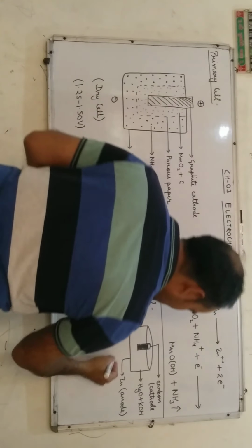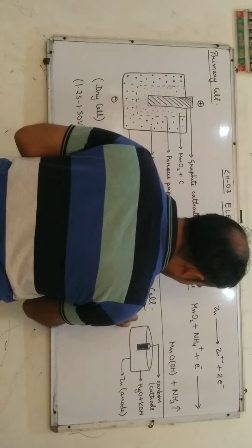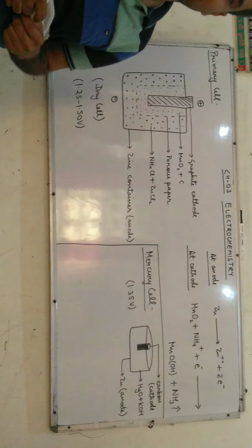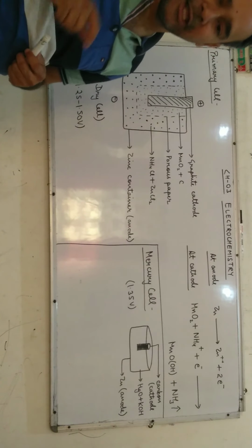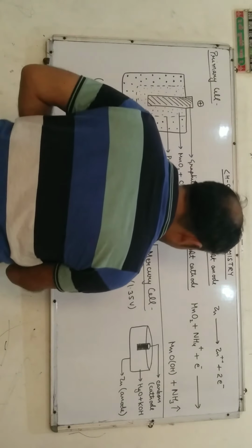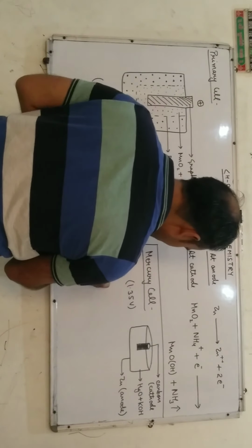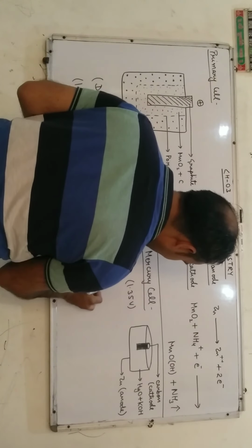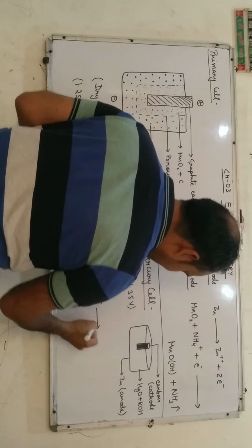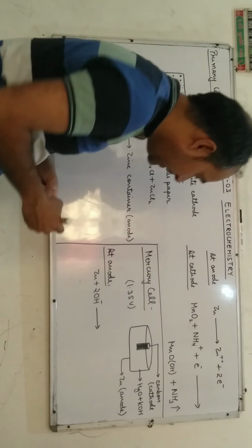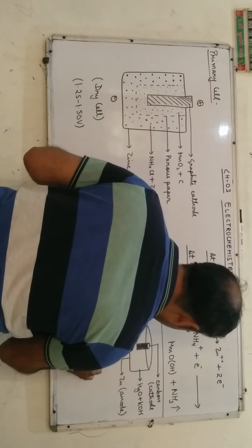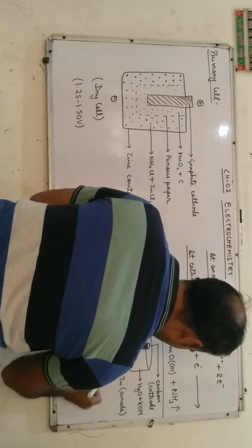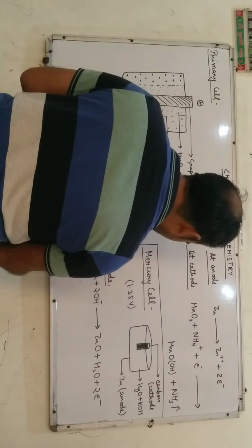Now let us see, it gives a constant voltage of about 3.5 volt throughout its life because the overall reaction does not contain any ion. Now let us discuss the reactions that take place at cathode and anode in mercury cell. At anode, zinc combines with 2 OH negative ions to give zinc oxide along with H2O plus 2 electrons.